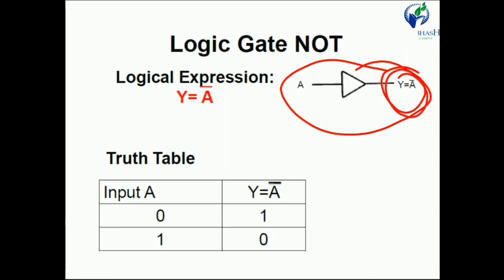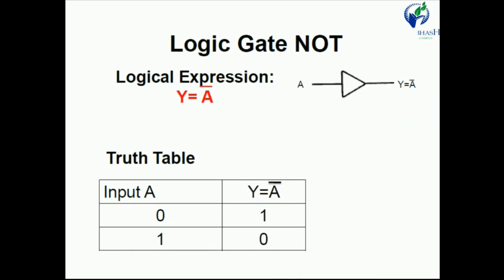This means the inverting terminal: whenever we give 1, the output is 0, and whenever we give 0, the output is 1. The bar indicates that our output is exactly the opposite of the input. So when we draw the truth table, if input A is 0, the output is 1, and if input is 1, the output is 0. So this is the truth table of the NOT gate.